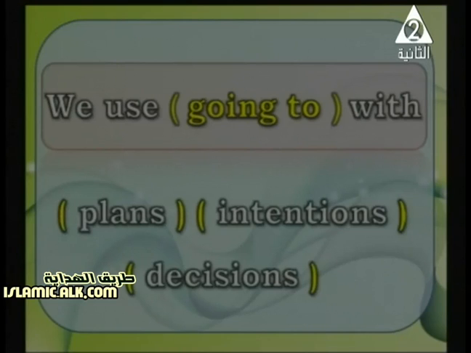What do plans mean? Plans means a plan. I have to put a plan in the future. I intend to do something in the future and I made a plan for it. I'll travel next week: I'm going to travel next week. Intentions, there is an intention for something. And finally decisions. I made a decision: I'm going to do it. Where, of course? In the future.